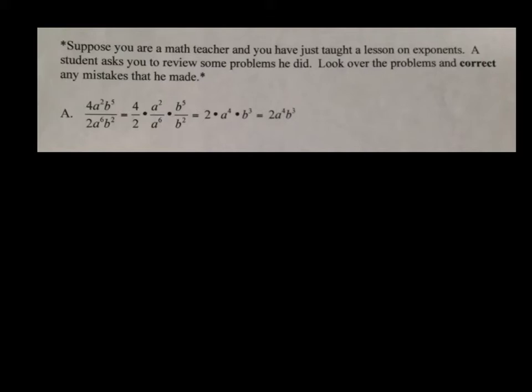So I'm going to look at the original problem here. 4a squared b to the 5th, all divided by 2a to the 6th b squared. So I'm just going to follow his thought process, and that's the hardest thing to do, is follow somebody else's thought process. So the first thing he did was break up and put his coefficients and then his a's and b's, just like we've done in class.